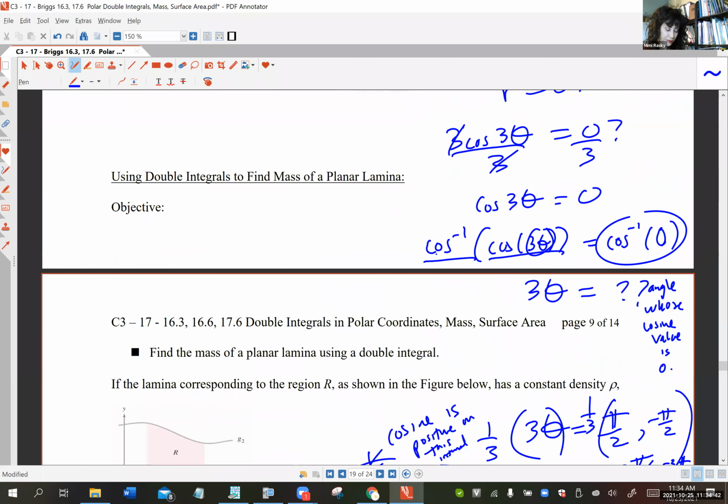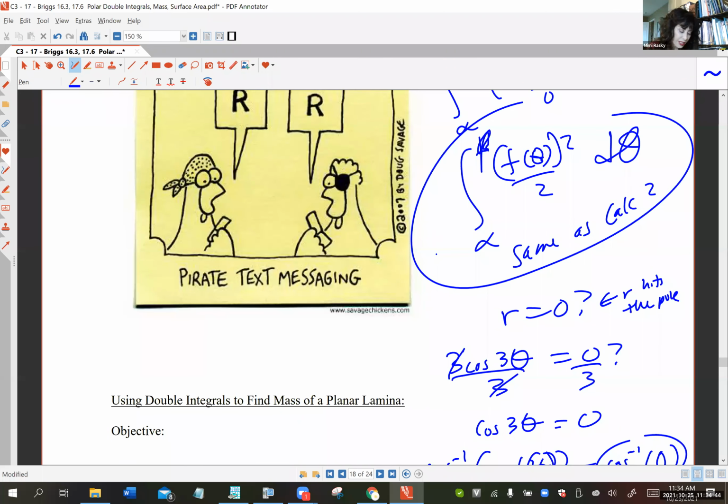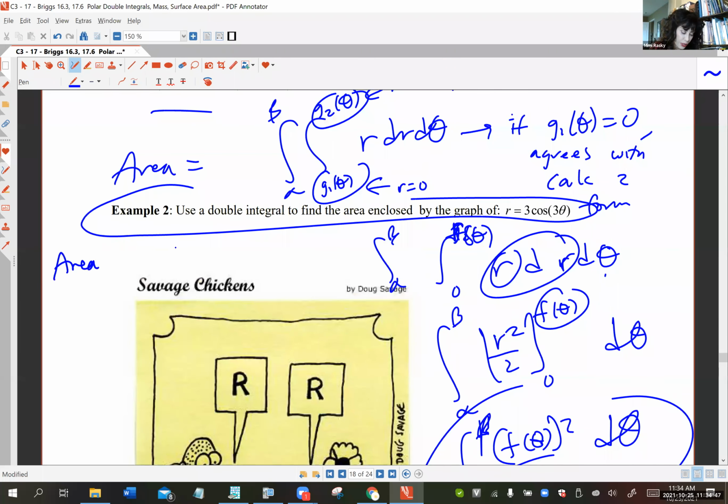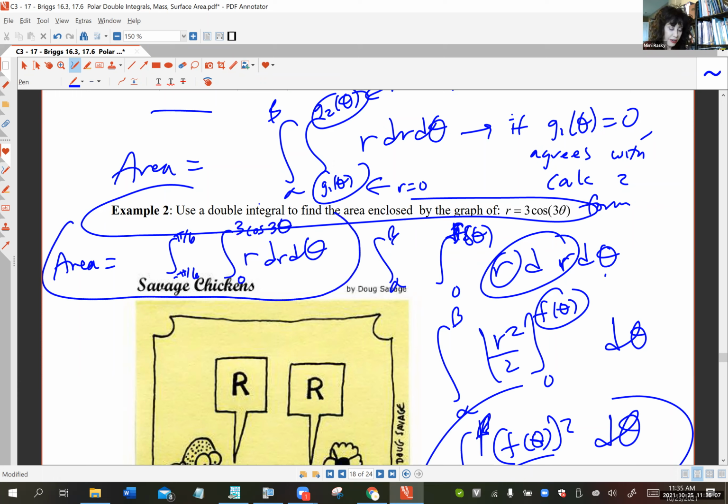I'm saying that this double integral that you're going to use is going to be the integral where theta goes from negative pi/6 to positive pi/6. And then r goes from 0 to 3 cos 3 theta, and then your integrand is going to be r dr d theta. And this represents the area of one petal.